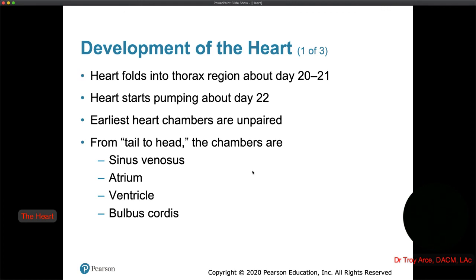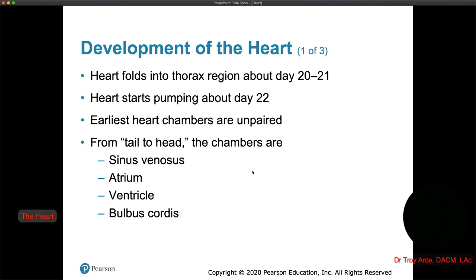Now, the development of the heart. The heart folds into the thorax region about day 20 to 21. This is when you're a fetus. The heart starts pumping around day 22. Even as early as day 22, the heart is actually pumping, and the earliest heart chambers are unpaired.